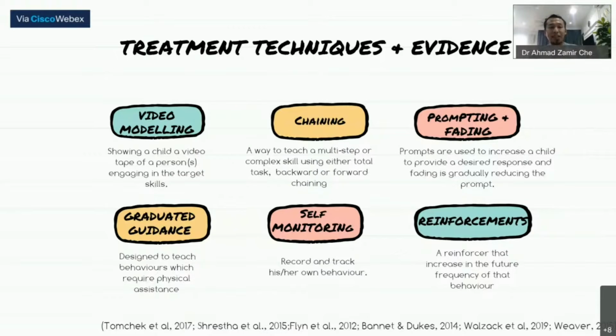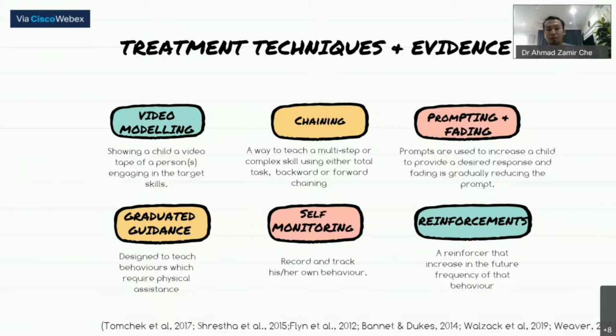Okay, and the next one is graduated guidance. It's similar to physical prompting, but it's designed to teach behavior which requires physical assistance, and it is also named the hand over hand technique. So meaning that in performing the task, you put your hand over the child's hand and help the child to perform the task and experience the task. So that is what we call graduated guidance.